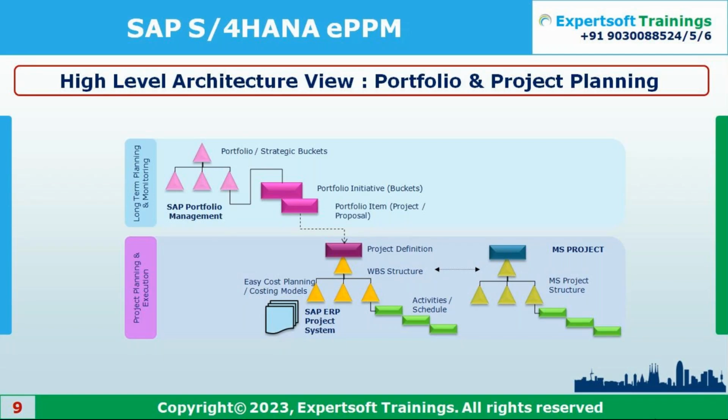But when you come to S/4HANA, we have only one called ePPM. Under that, all these modules will come. But for portfolio management and CPM project management, you have to pay extra licenses. So both SAP S/4HANA modules and on-premise modules can be handled by this SAP ePPM? Yes. It need not be only HANA projects. It can be a non-HANA on-premise version also that integrates with this project management tool.